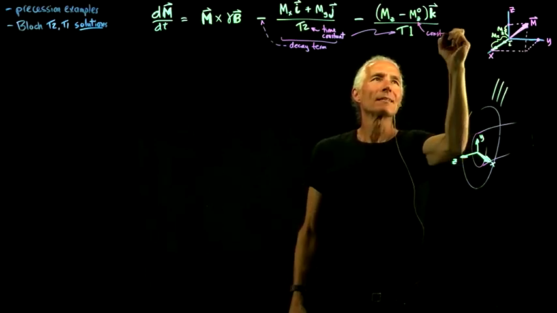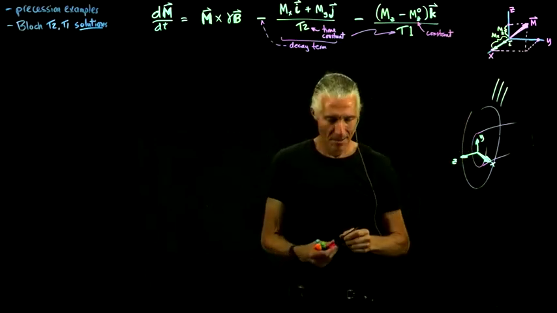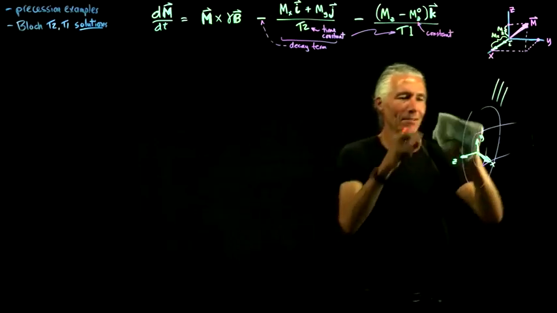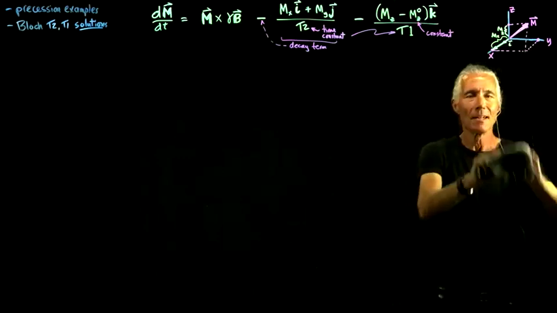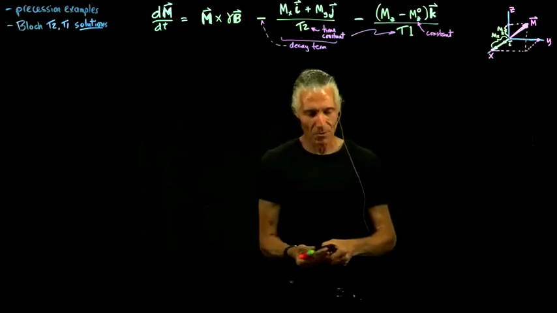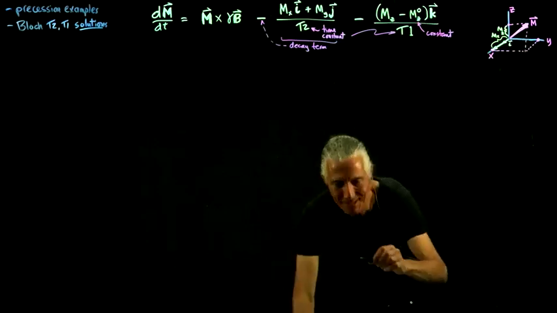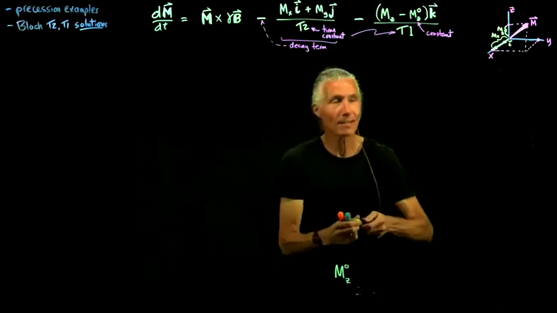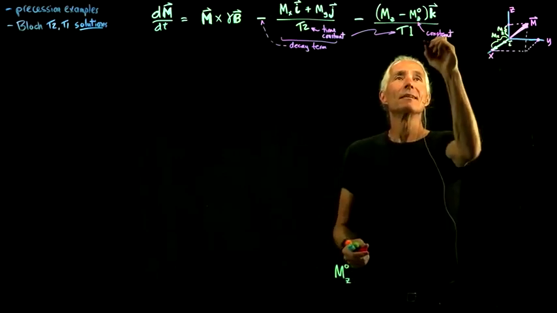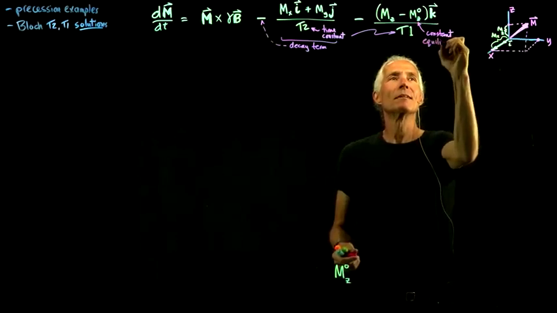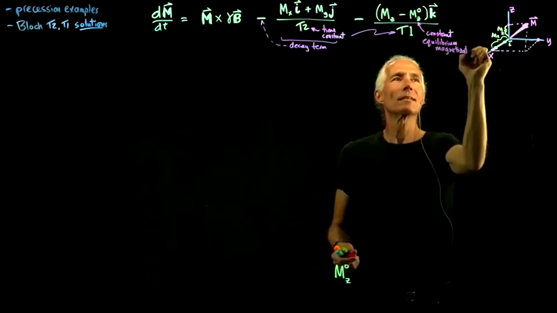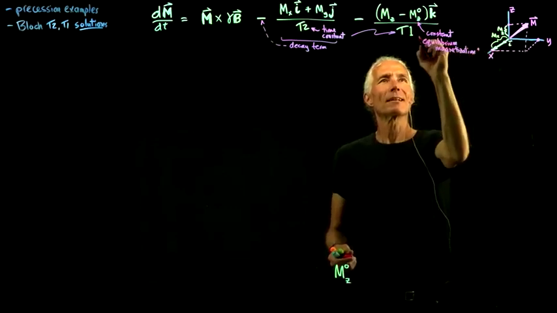Okay, so this guy's a constant, and I'll put it down here so it won't get in the way of other stuff. What's the equation for that constant? That one's called the equilibrium magnetization. So you can sort of imagine it's the magnetization at equilibrium, whatever that is.